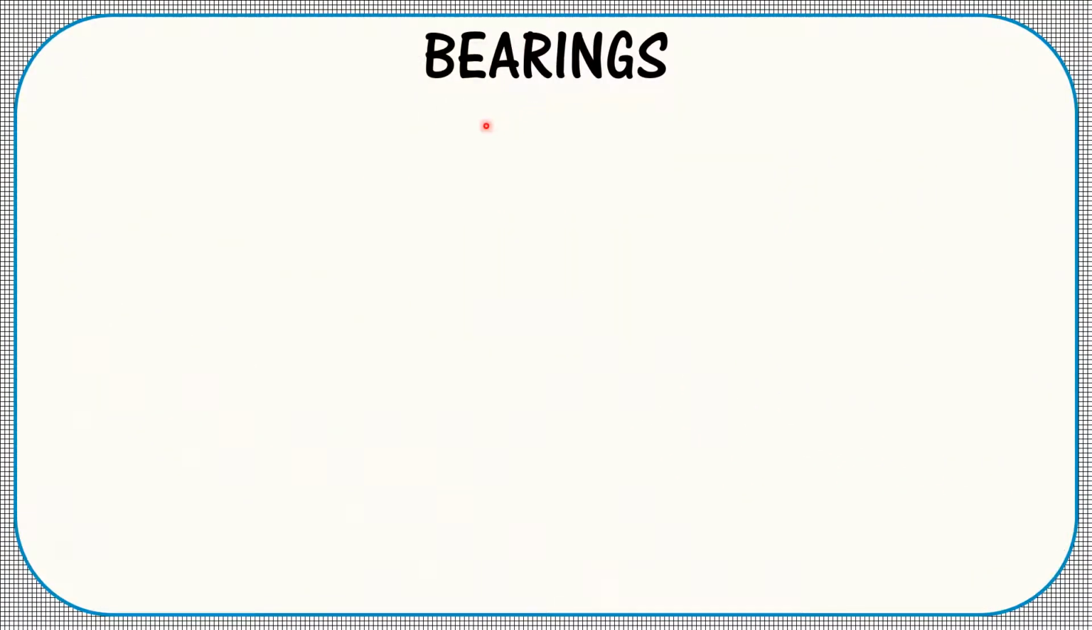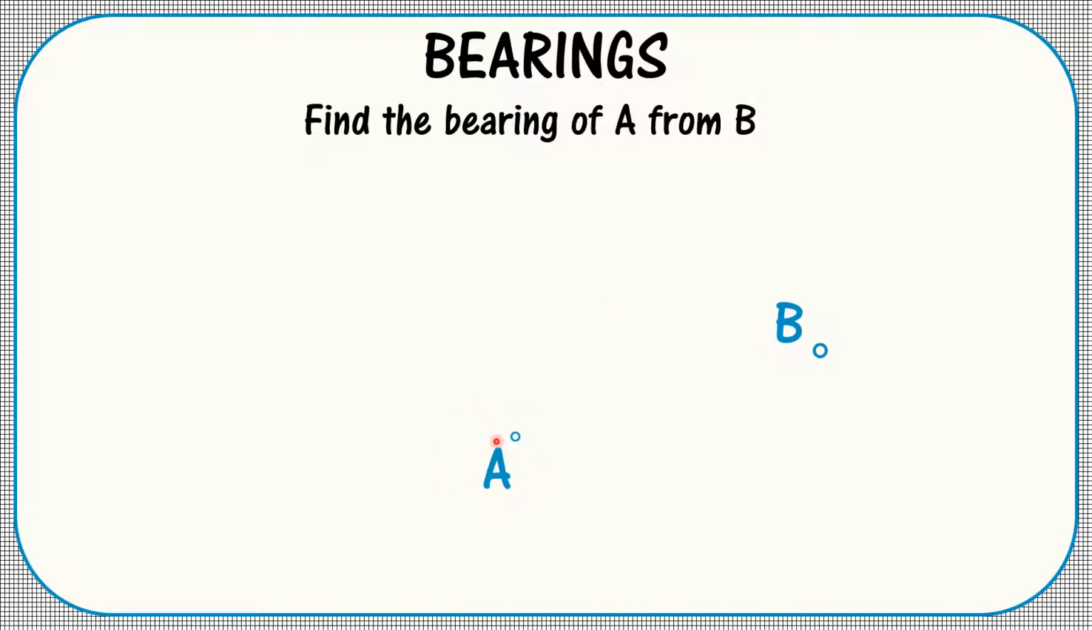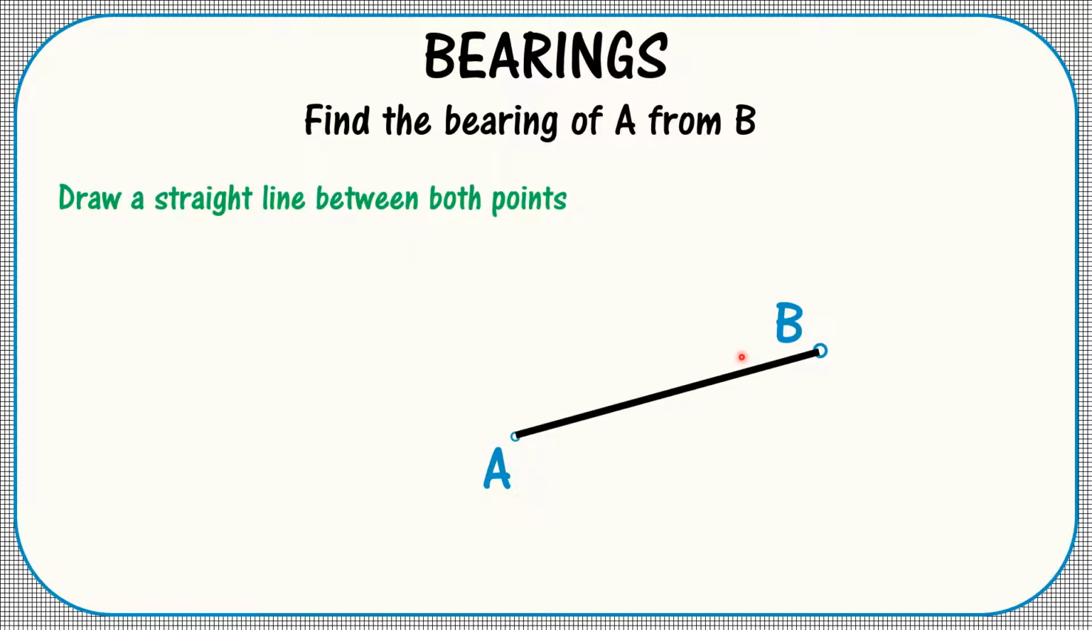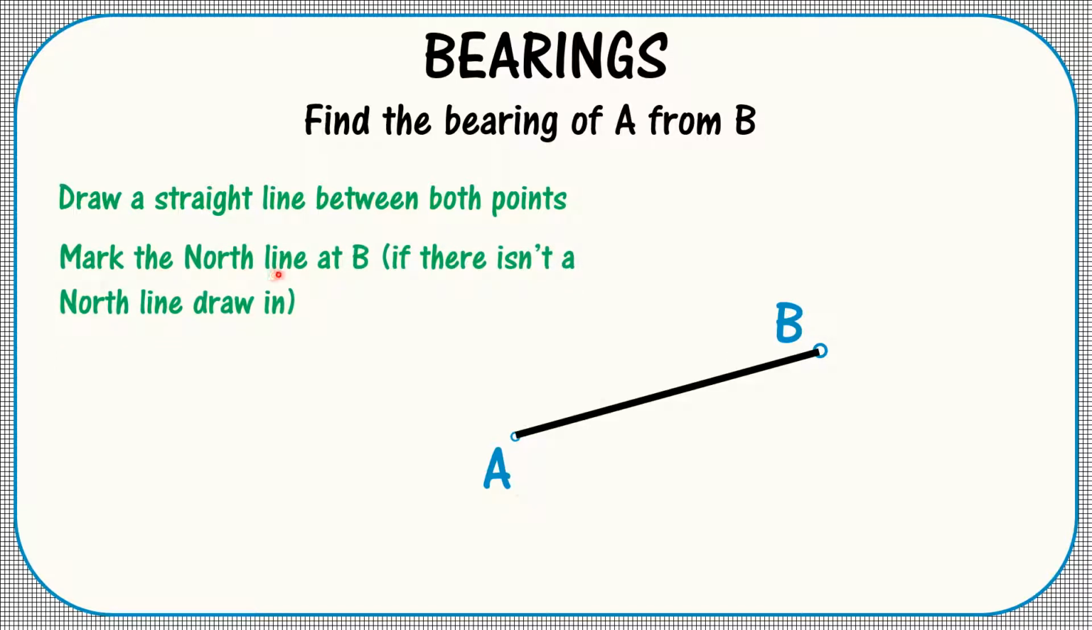Let's go through an example and see what we get. The question says, find the bearing of A from B. We have these two points, point A and point B, and we're trying to find the bearing of A from B. The first thing you would do is draw a straight line between both points, from A to B. The next step is to mark the north line at B if there isn't a north line drawn in. As we are finding the bearing of A from B, we have to draw the north line at B. The north line will be straight up like this with an N to indicate that it is the north line.